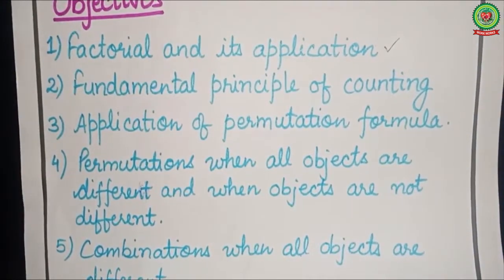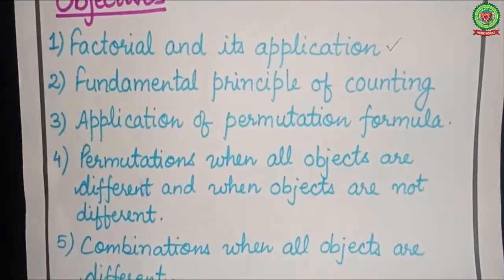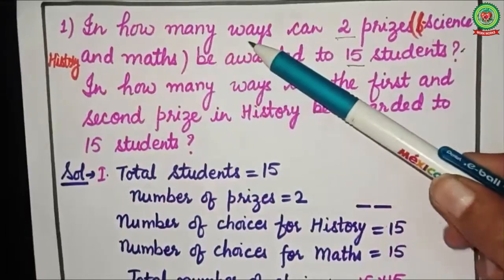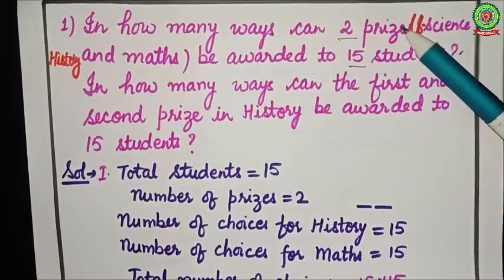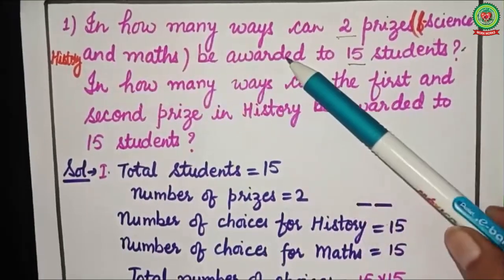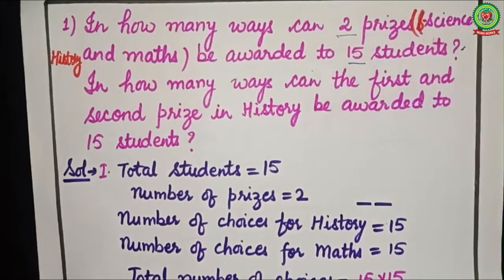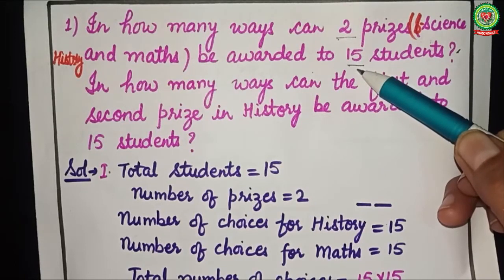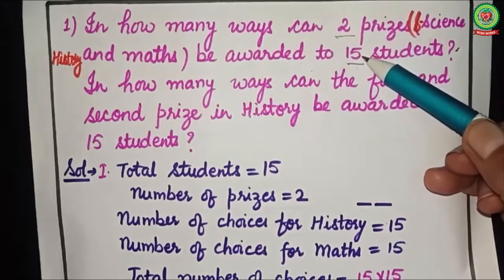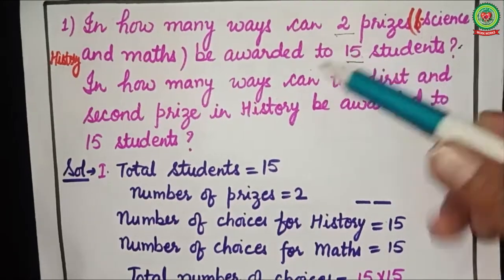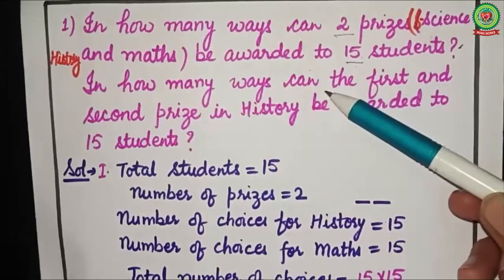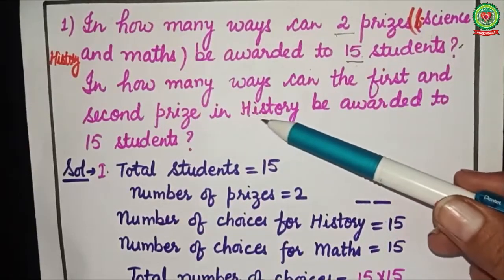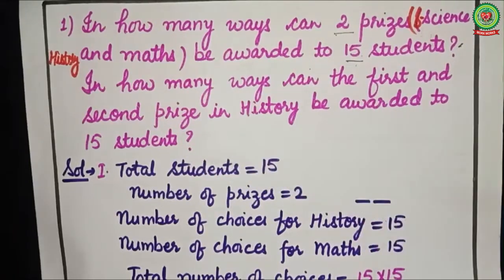Let's start with an example of the second objective, that is the fundamental principle of counting. In how many ways can two prizes, one in social science, history and maths, be awarded to the 15 students? Now here prizes are 2 and students are 15. So we have to check in how many ways these two prizes can be awarded to these 15 students. And the second case is, in how many ways can the first and the second prize in history be awarded to 15 students? Now in this question, two cases are there.